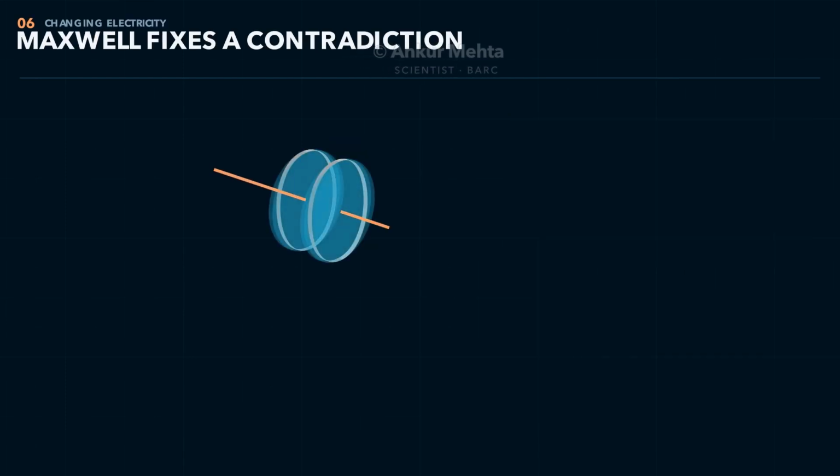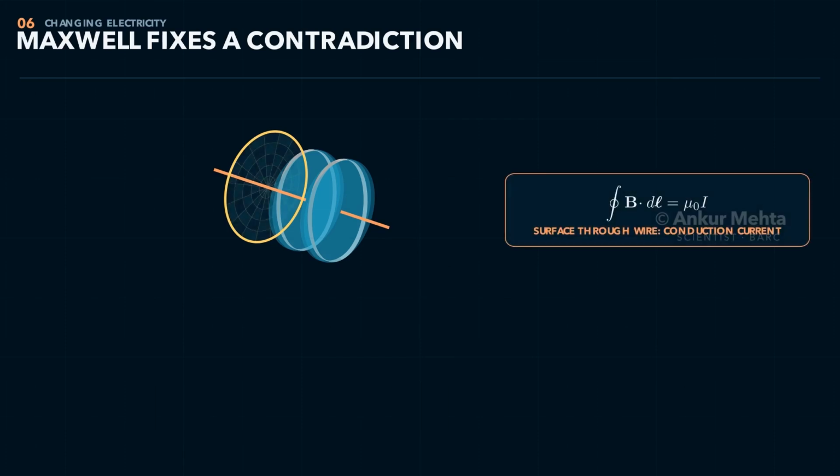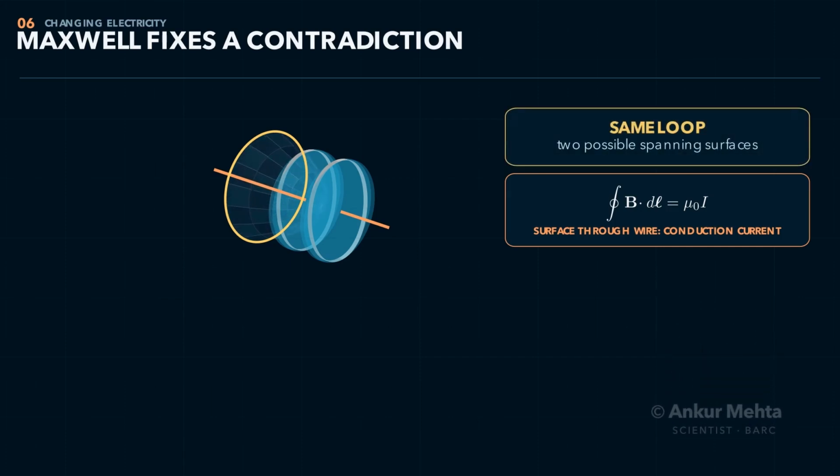Electric current also produces a circulating magnetic field. Ampere's original law works perfectly around a steady current carrying wire, but a charging capacitor exposes a contradiction. Take one closed loop around the wire, then imagine two different surfaces sharing that same boundary. One surface cuts through the wire and contains conduction current. The other bulges between the capacitor plates where no charge crosses the insulating gap.